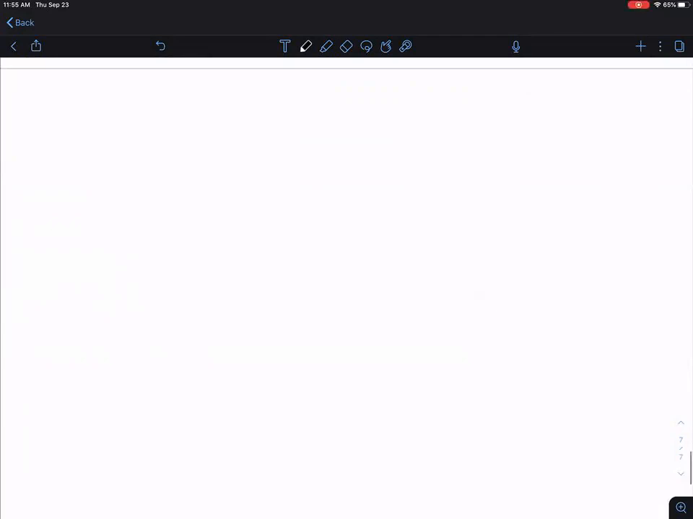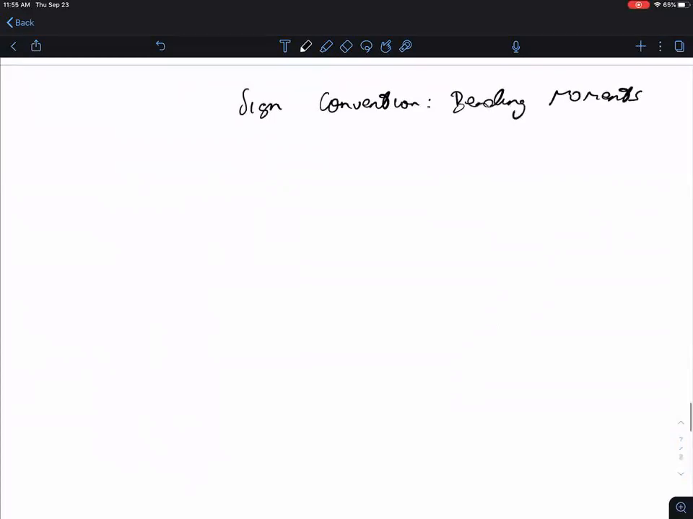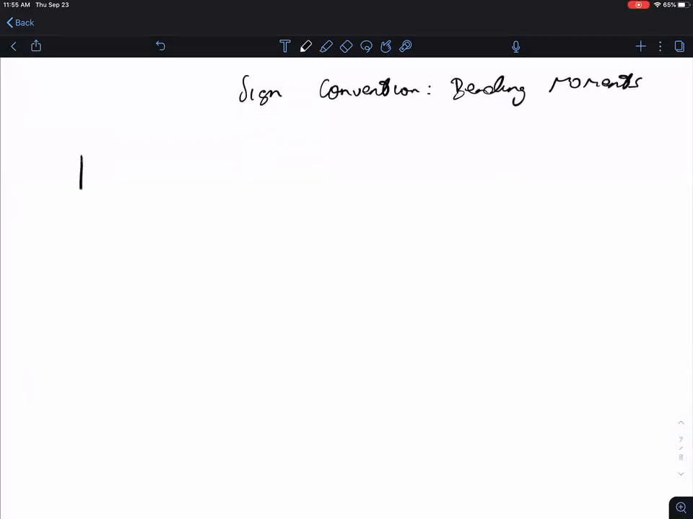To end, we'll talk about the sign convention for bending moments. And we say that internal moments are positive when they bend the segment concave in the positive direction of the local y-axis. So let's see what that means visually.